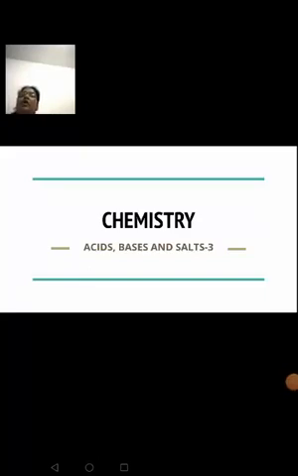In today's class, we are going to do part 3 of this chapter, acids, bases and salts. Before getting into today's session, I want to do a quick revision of what we had done in the previous classes. So acids are substances that are sour to taste.